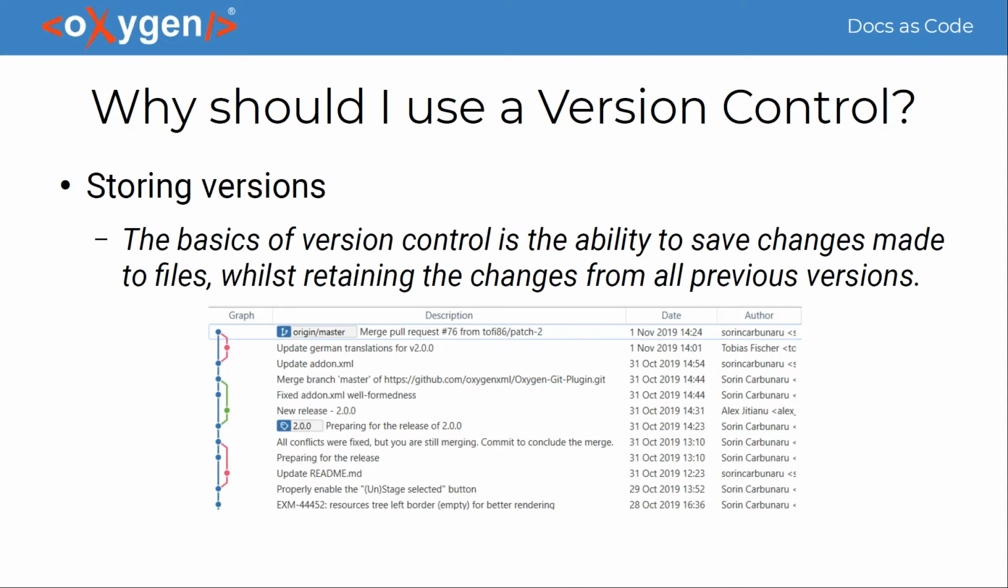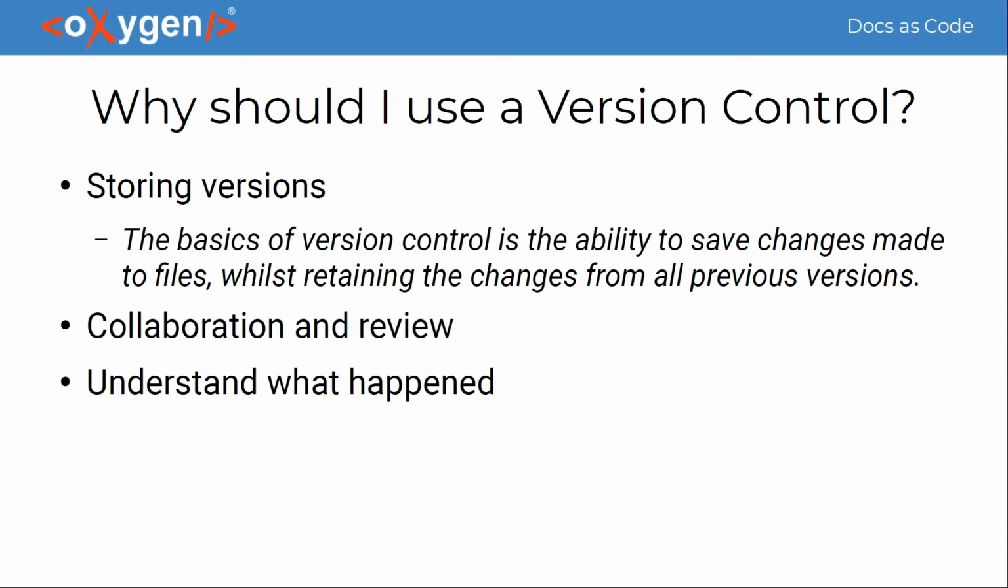So it's a step forward, and in software development, you definitely use a version control system. Then a version control system also empowers collaboration and review, because your documents are kept there in the version control system, and all the contributors, all the writers can access them and make changes and review them.